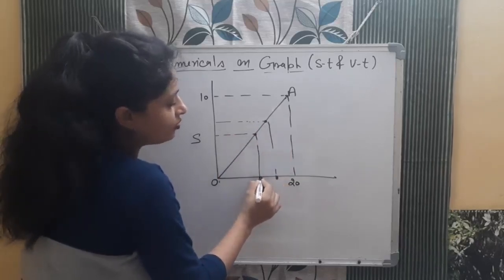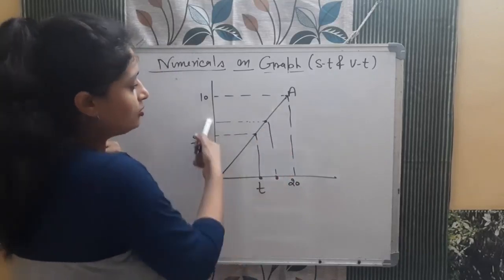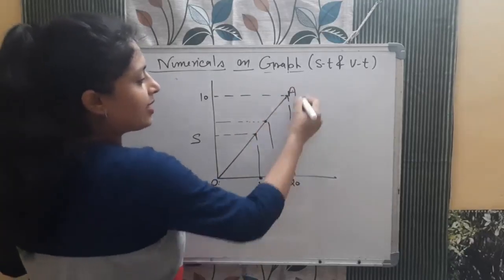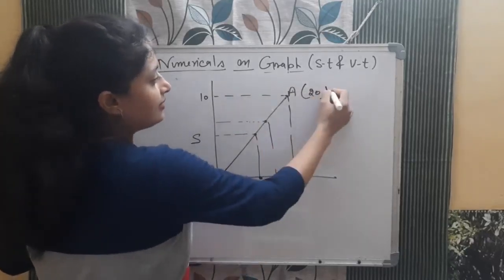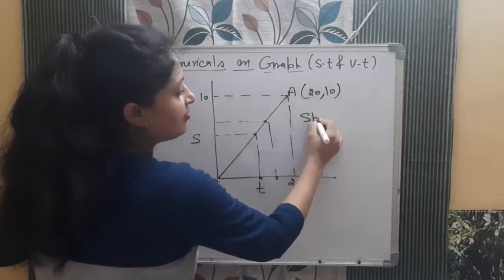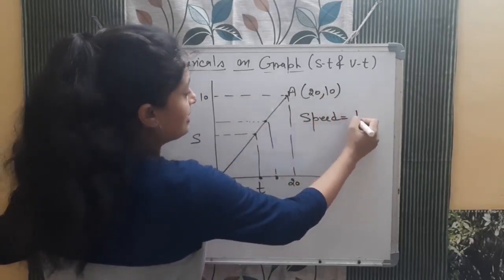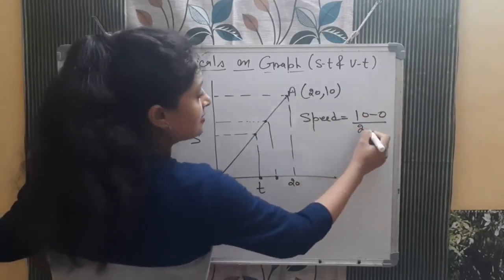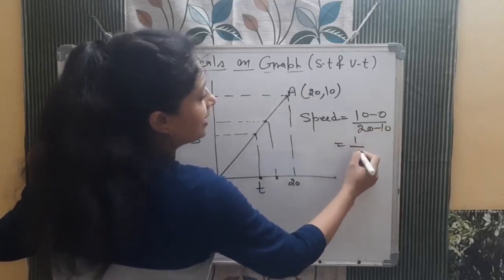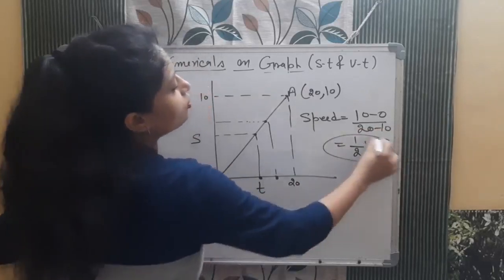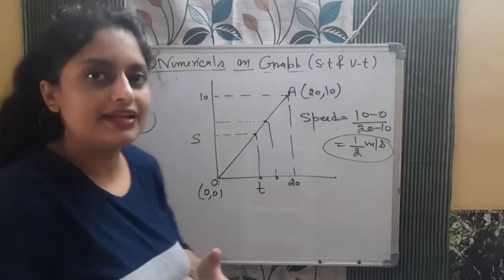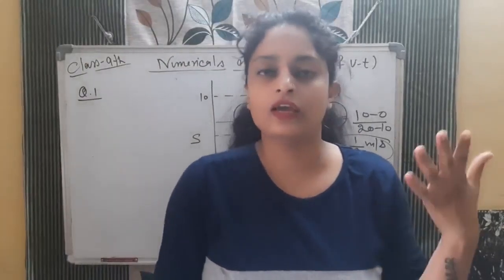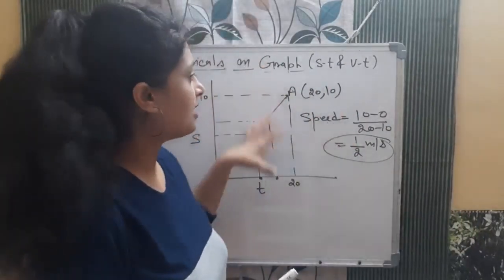Now, because graph paper is not here and we don't know these values, we can simply say this origin and this point A. Origin we know is 0, 0, and for point A, x is 20, y is 10. So now again apply the formula: speed will be y2 minus y1, so 10 minus 0, divided by x2 minus x1, so 20 minus 0, so it will be 1 by 2 meter per second. So you can calculate velocity from a displacement time graph, but in our syllabus it is distance time, so we can say that speed we can calculate from the graph like this.